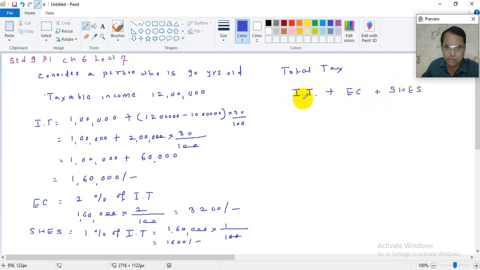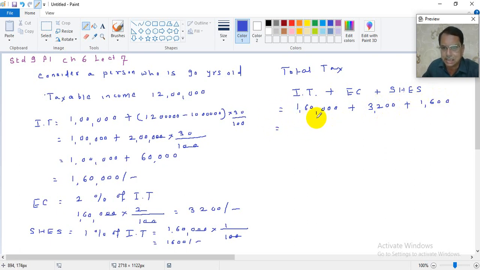So finally the answer will be 1,60,000 plus 3,200, 3,200 and plus 1,600. So you can add all these things, rupees.